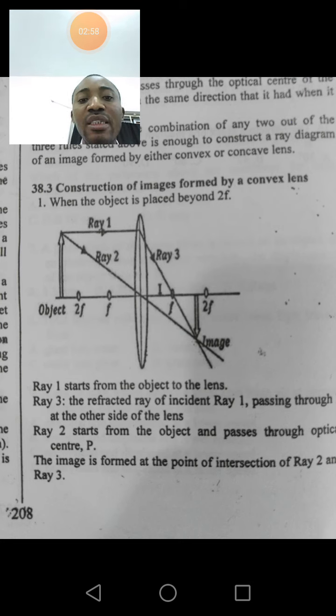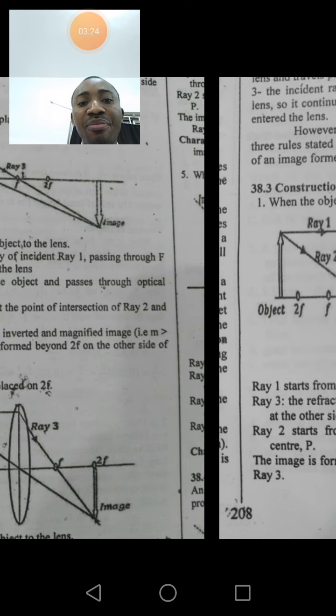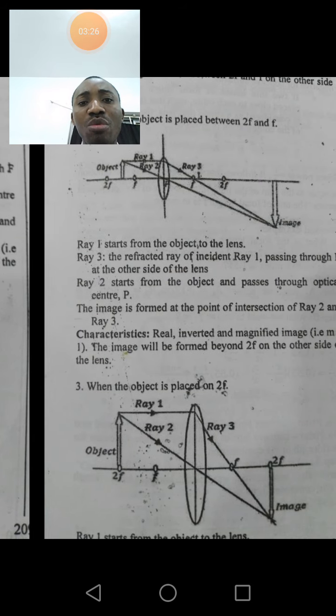What you are seeing here are the results of an experiment carried out. So if you come to the laboratory, pick your convex lens, and place your object at a distance beyond 2 times the focal length of the lens, you're going to locate the image in between F and 2F. That is, if you place the object beyond 2F, the image will be in between F and 2F. Now case 2.